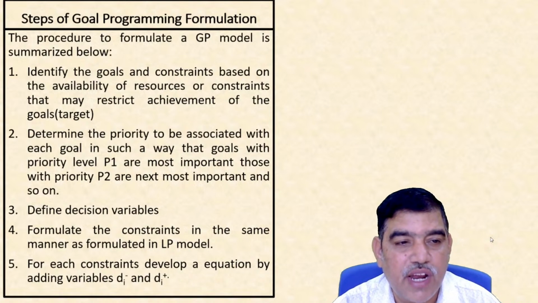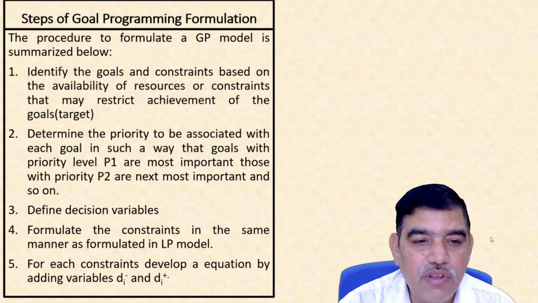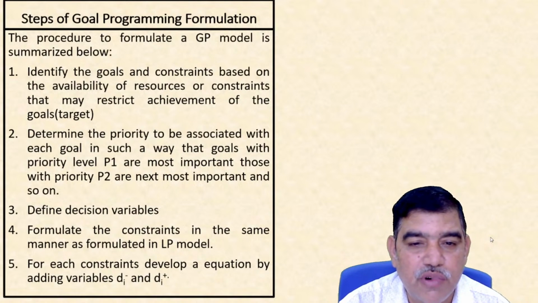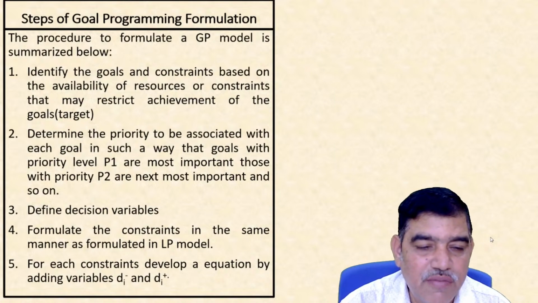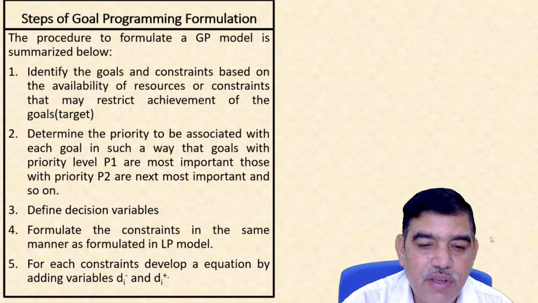So the second step mentioned here is to determine the priority associated with each goal in such a way that goals with priority level P1 are most important, priority P2 are next most important, and so on. Then the third step, which is very important, is to define the decision variables. The fourth step is to formulate the constraints in the same manner as formulated in the LPP model, the linear programming model.